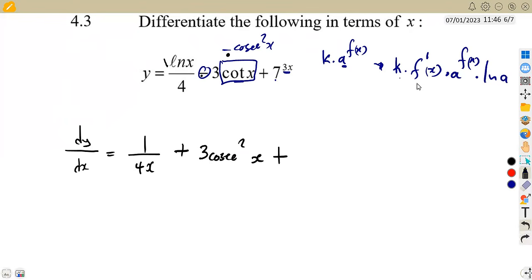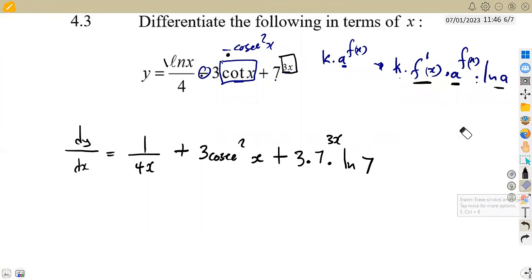So it's plus the first derivative, in this case of 3x. What is the first derivative of 3x? It is going to be 3, times a to the exponent of f of x, which is 7 to the exponent of 3x, times the ln of the base, which is 7. So this is going to be times the ln of 7. All right, so this was a direct question that we had in this case.